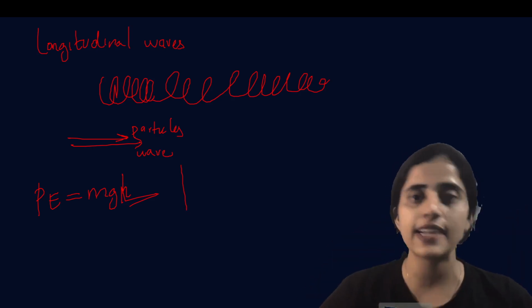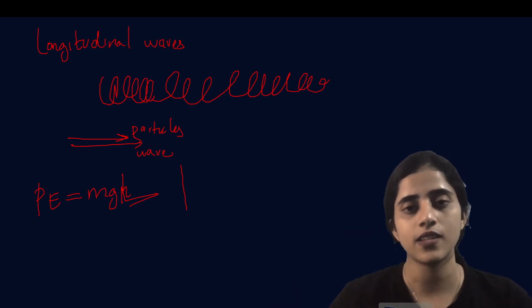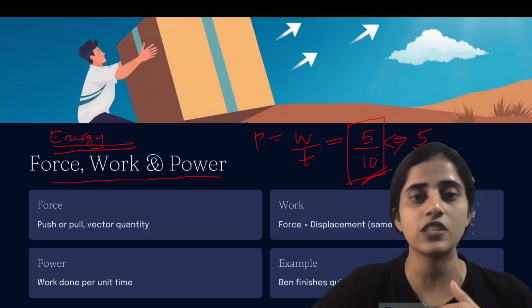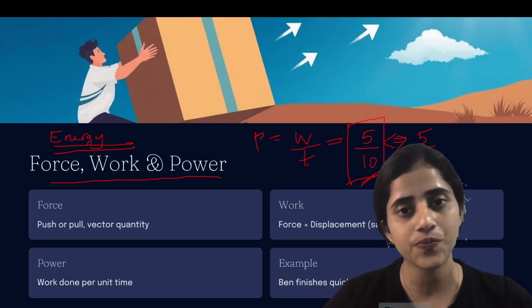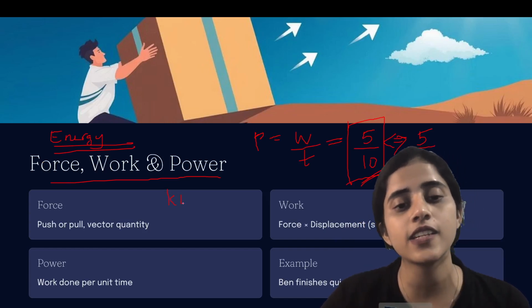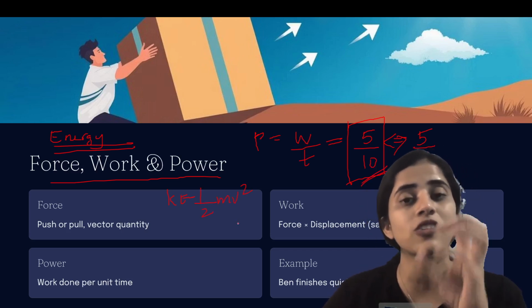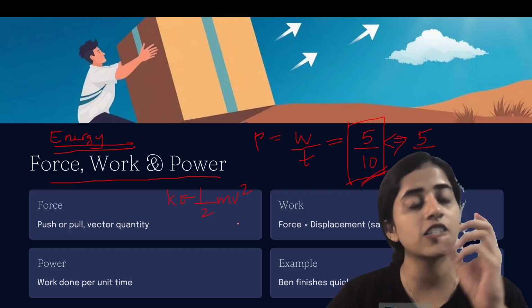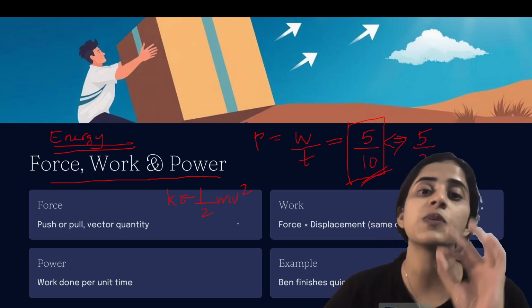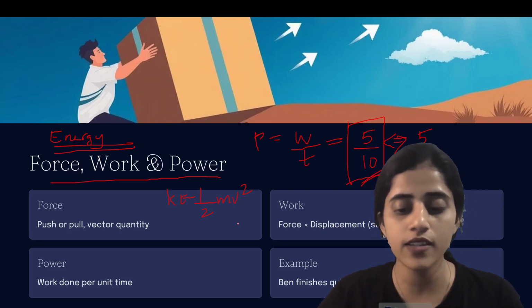Now, if I'm sitting, I have potential energy, and then when I start walking, what happens? I am moving. So my potential energy now gets converted into kinetic energy. Kinetic energy is the energy of a moving body, and kinetic energy is half mv square, which means it depends on the speed of the body. Potential energy depends on the height at which the body is. Kinetic energy depends on the speed of the body. Do you get that? So that's energy, work, power.